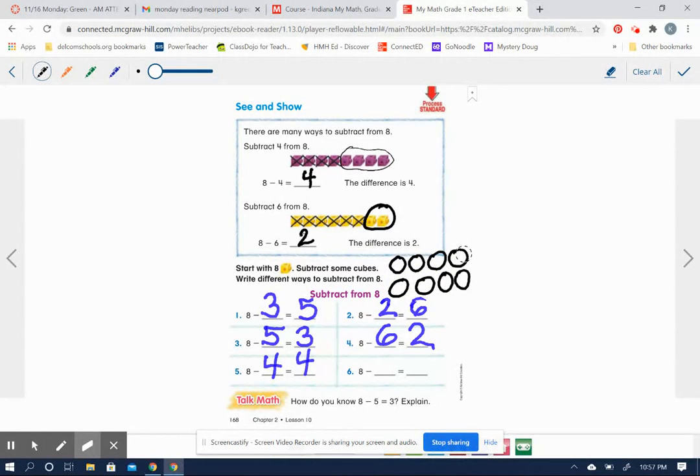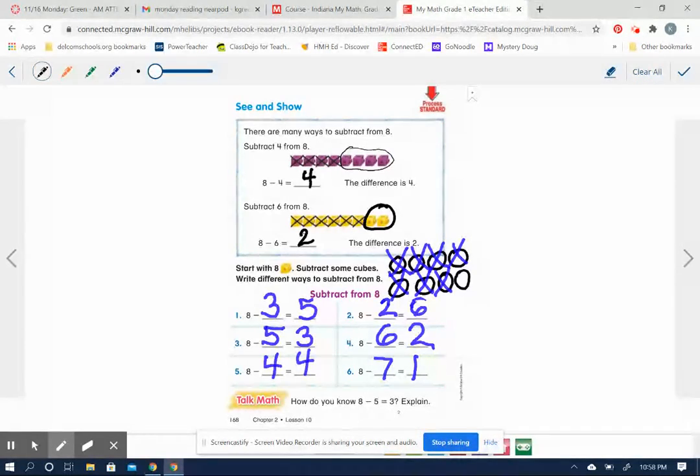Oh, and one more. We've subtracted 2, 3, 4, 5, 6. How about 7? Let's subtract 7. 1, 2, 3, 4, 5, 6, 7. 8 minus 7 equals how many left? Yeah, 1. Very good.